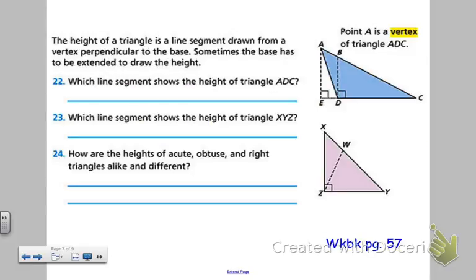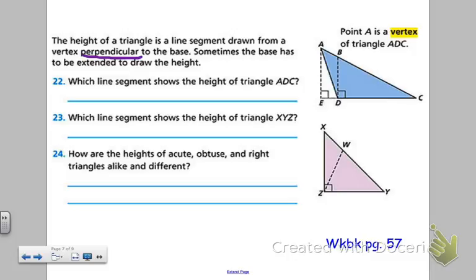Looking at 22 through 24, let's talk about the height of a triangle. The height of a triangle is a line segment drawn from a vertex perpendicular to the base. There's that word again. Don't forget, base and height are always perpendicular. Sometimes the base has to be extended to draw the height. Just like with parallelograms, sometimes we had to draw an extension from the base to figure out how tall the parallelogram is. Same thing for triangles, particularly obtuse triangles.